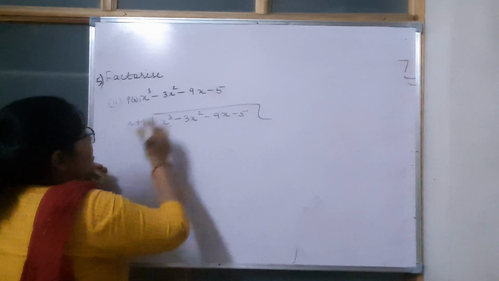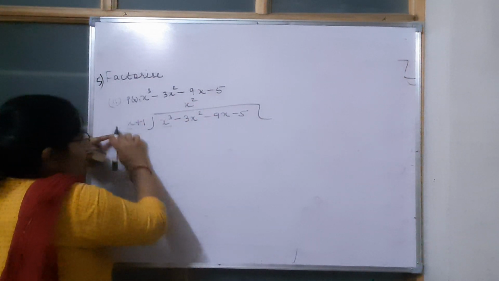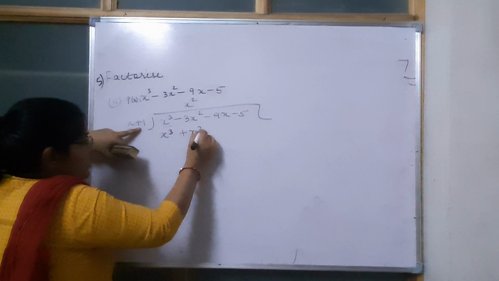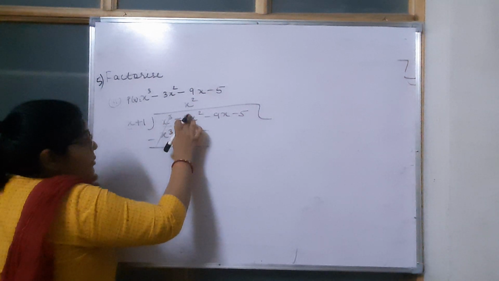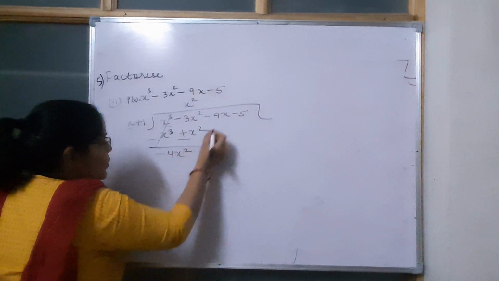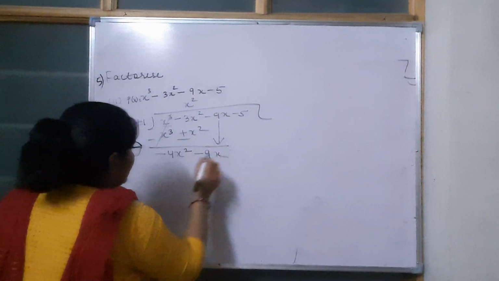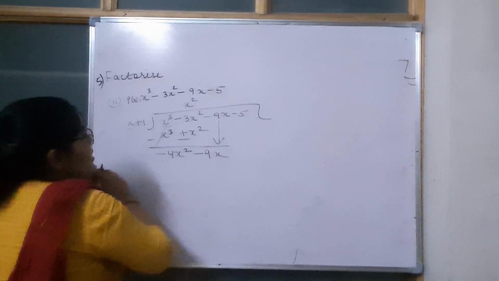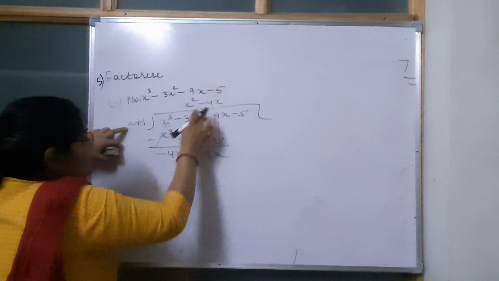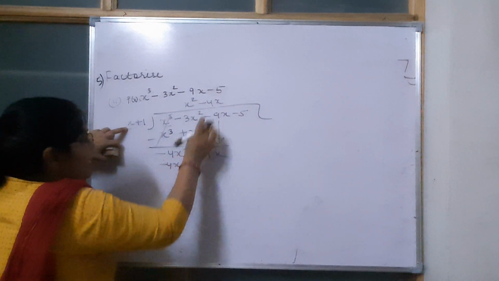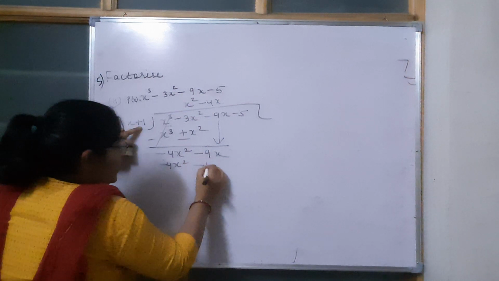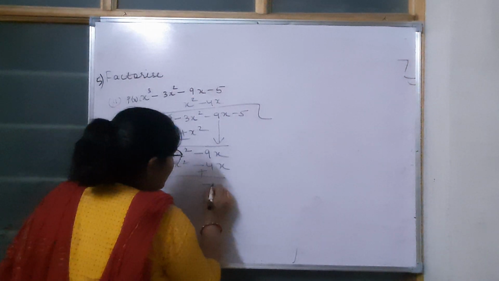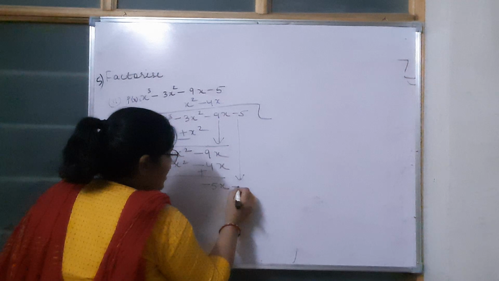Now x square multiplied with the whole divisor. First term, x square into x, x cube. x square into plus 1, plus x square. Please take care of the sign. This is very important. Minus 3x square minus x square is minus 4x square. Then we have minus 9x. Again, we divide minus 4x square by x, so we get minus 4x. Minus 4x multiplied with x is minus 4x square. Minus 4x multiplied with plus 1 is minus 4x. Again, we will change the signs. So minus 9x plus 4x will be minus 5x, and here we have minus 5.